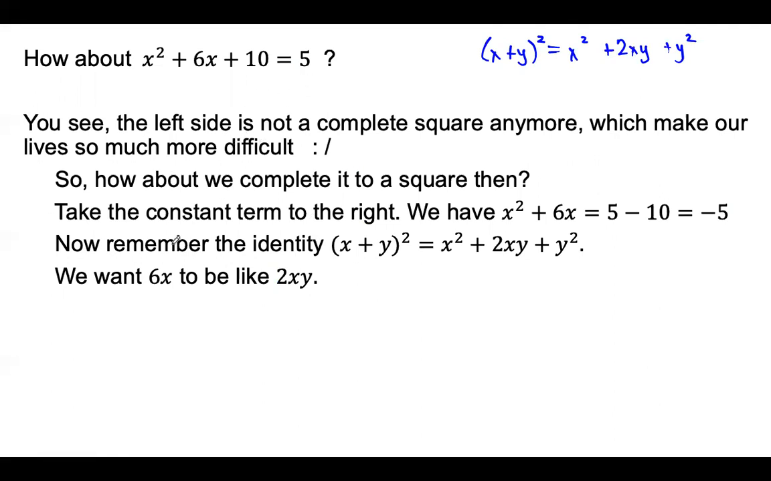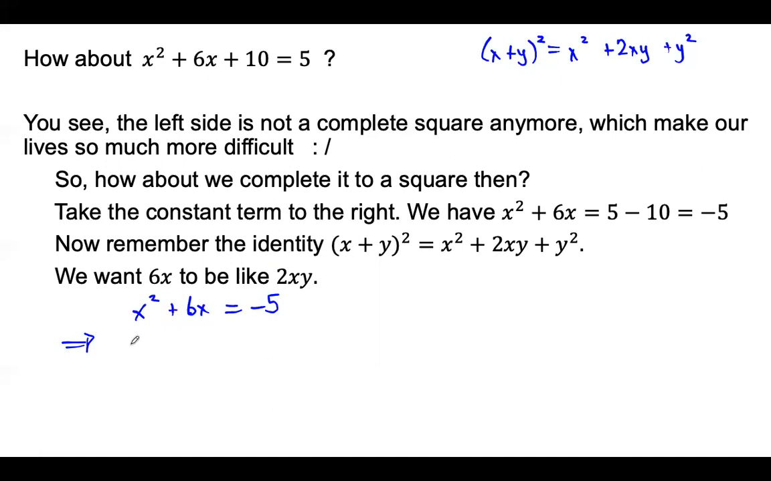Okay, so we have x squared plus 6x. Well, we could move the 10 over, so that would be negative 5. I won't draw every step. So now what do we do? Well, if it's not in the form we want, we can take initiative and make it into the form that we want, like this x plus y squared. And this is called completing the square.